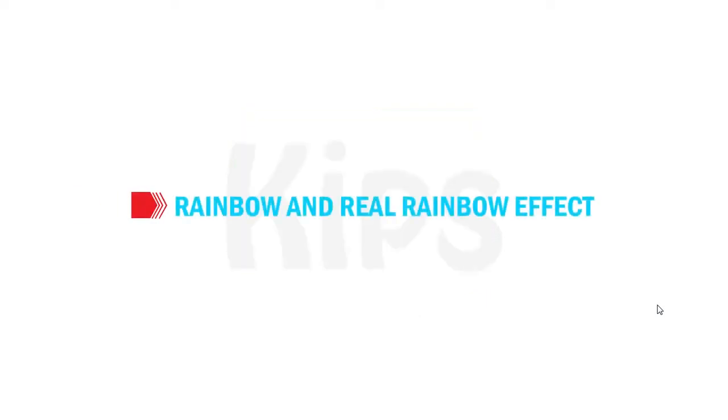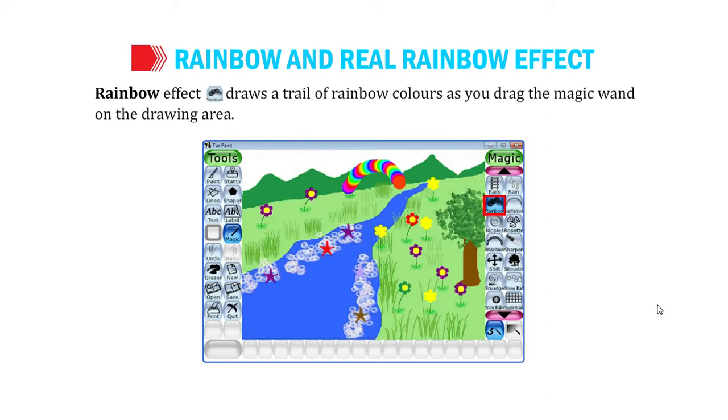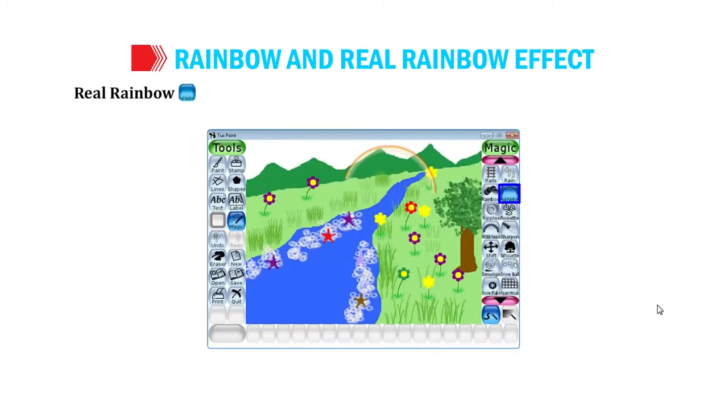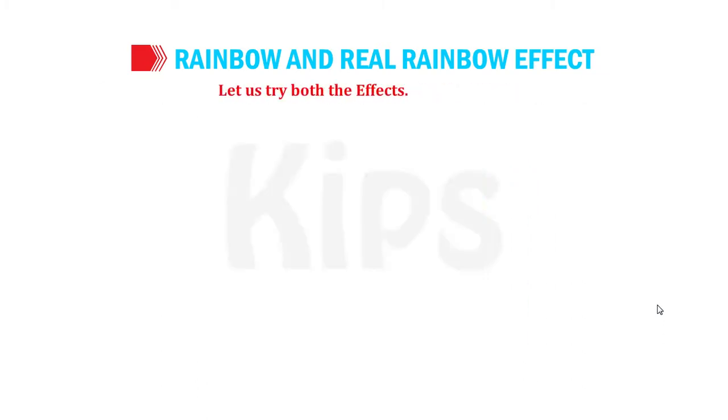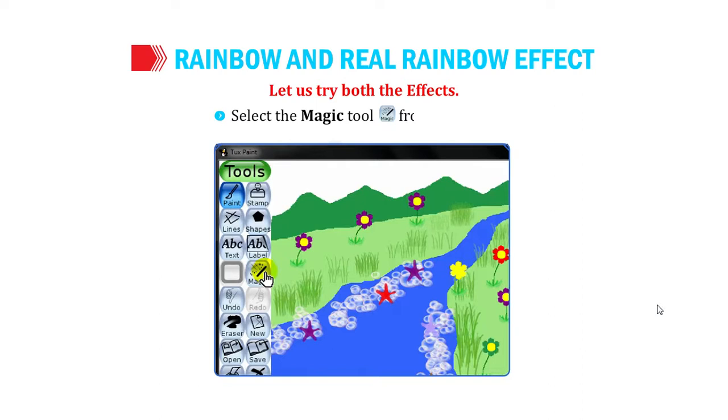Now let us talk about rainbow and real rainbow effect. Rainbow effect draws a trail of rainbow colors as you drag the magic wand on the drawing area. Real rainbow allows you to draw a rainbow that we see in the sky after a rainfall. Let us try both the effects. Select the magic tool from the toolbox and the rainbow effect from the sub-toolbox.